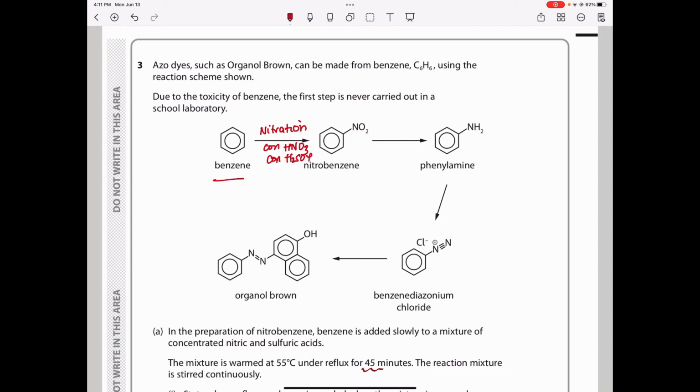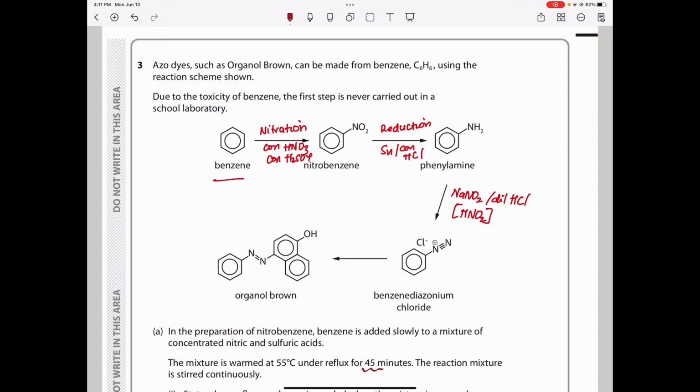So here we go to the next step. So they do reduction. Reduction here we use tin with concentrated HCl. And then finally we go to diazotization, of course, formation of the diazonium ion. Here you can use either sodium nitrite with a dilute HCl, or you can use nitrous acid.